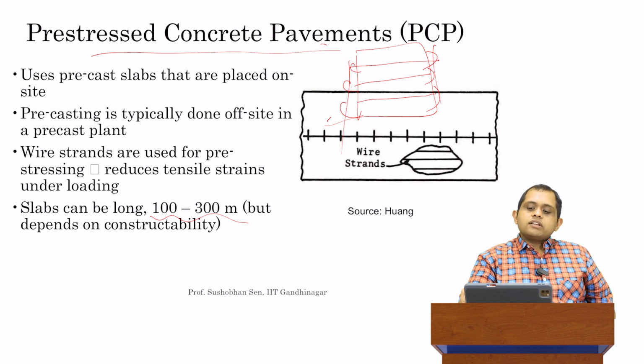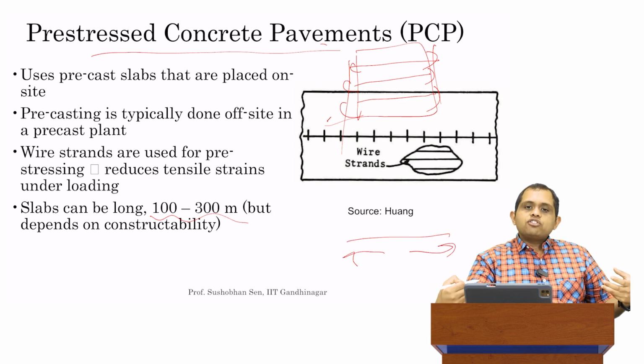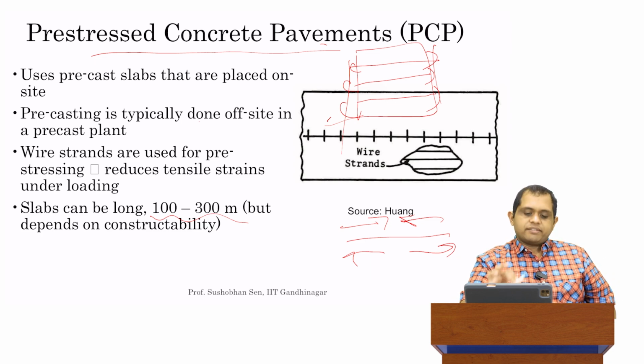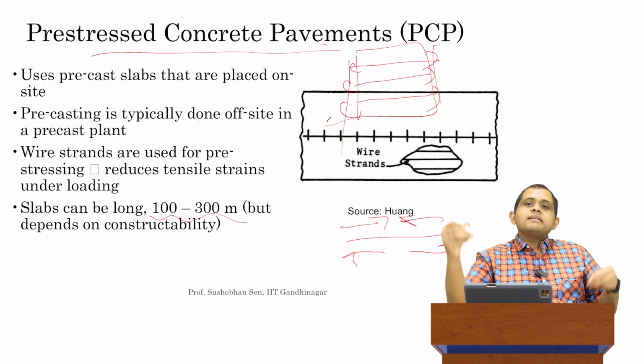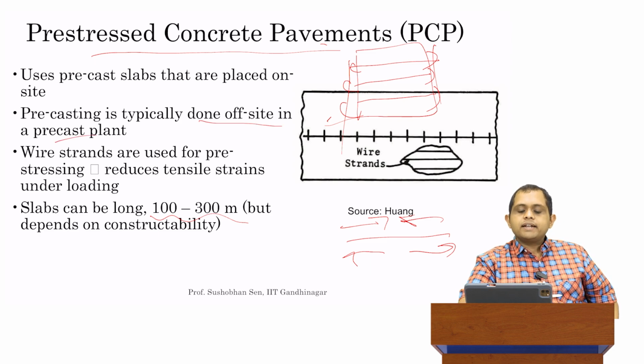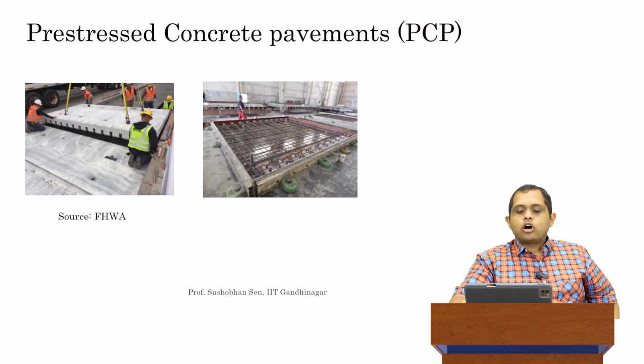So what's going to happen is the steel is initially put in tension. So you are pulling on the steel in tension. Once you release it, the steel is going to try to come back, and that is going to end up compressing the concrete. Hence the term pre-stress, so it's pre-compressed. These precast slabs can then be transported to the site and simply placed on the road. So the precasting process itself is done off-site, but the construction obviously has to be done on-site.